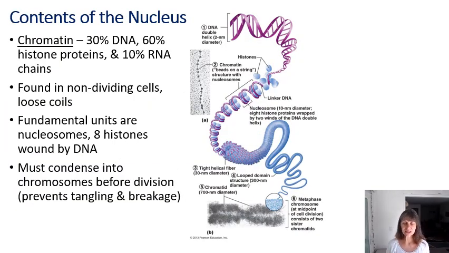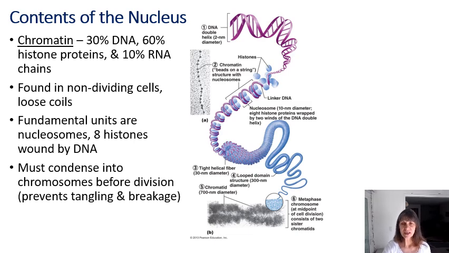When we look at the contents of the nucleus, we know that the DNA exists normally in the form of chromatin unless the cell is going through a process of cell division. Chromatin is not just made up of DNA. In fact, only about 30% of chromatin is DNA. 60%, the majority of chromatin, is made up of special proteins called histones.